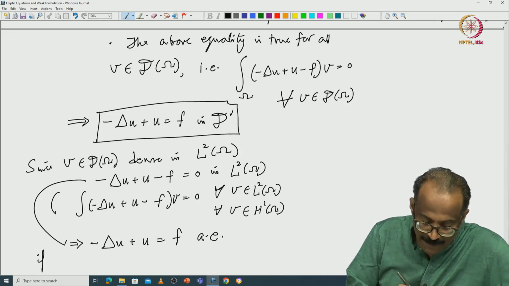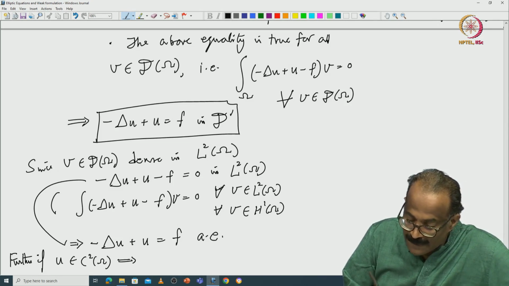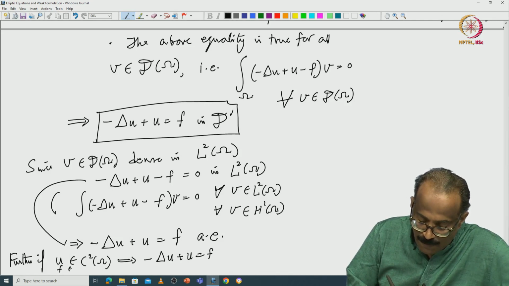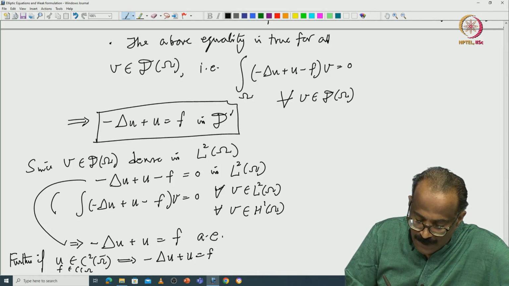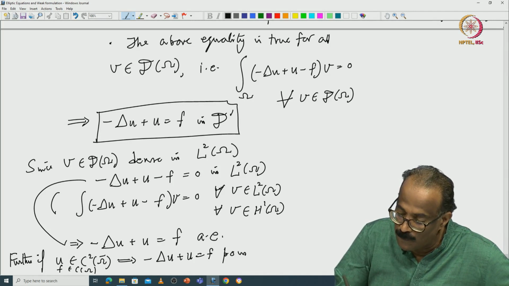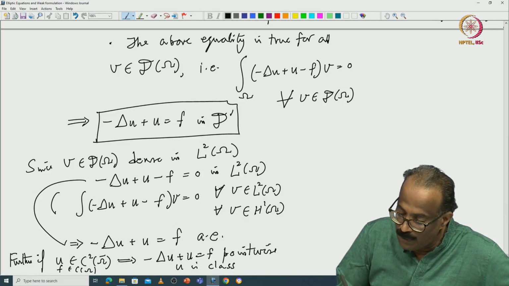If you further, if u is in C2 of omega bar, this implies minus Laplacian of u plus u equal to f. Of course, you need f also in C of omega bar. C2 of omega and C of omega imply it holds pointwise. That means u is classical. You got that one. What about the boundary condition?